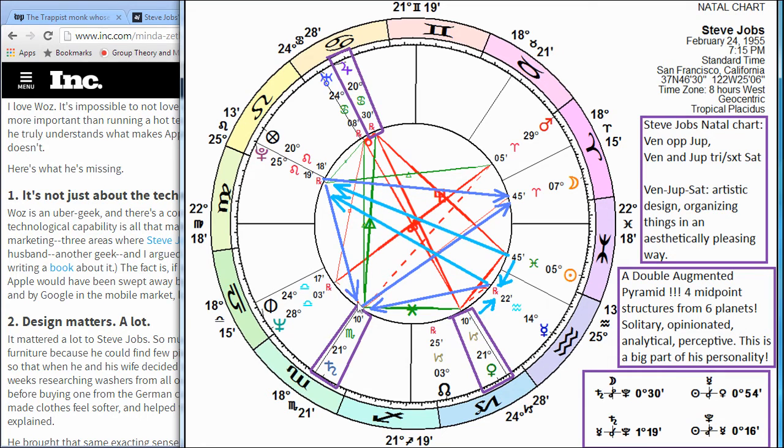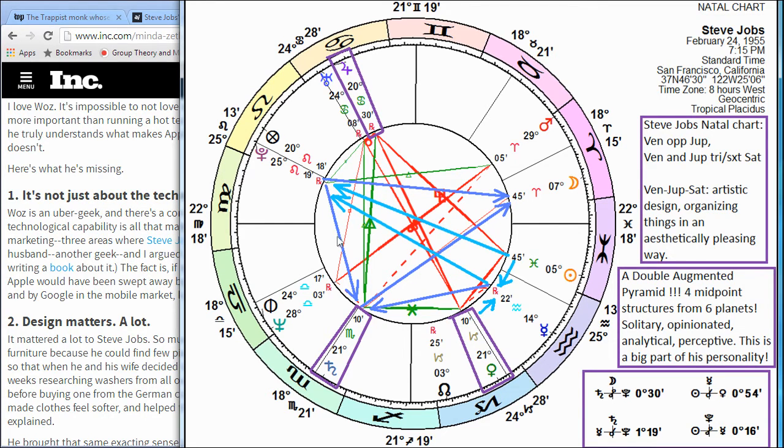Very important. Now, what happens in Steve Jobs' chart is you take one side of this midpoint structure, right? We have two sides. We have the Saturn-Pluto side, and we have the Mercury-Saturn side. We take one side of it, and then there's a midpoint in between those. And the midpoint can be conjunct or opposition, doesn't matter. In this case, it's opposition. So the Moon is at the midpoint of Saturn and Pluto. And I'm showing the blue lines with arrows from Saturn and Pluto pointing to the Moon. And we call this a pyramid. A pyramid is a midpoint structure, one planet in between two others.